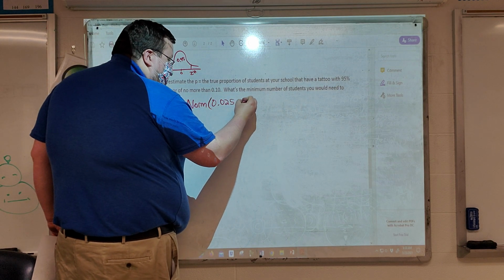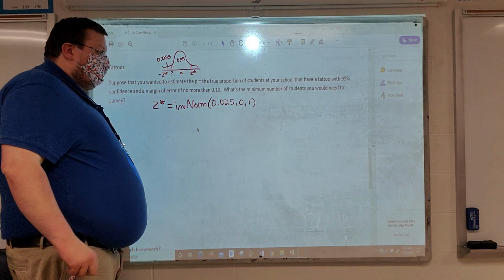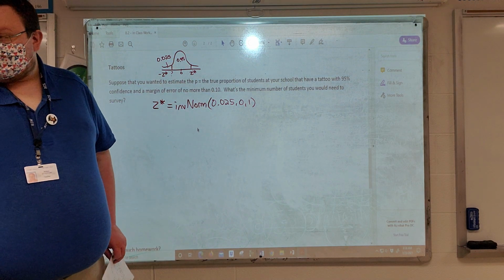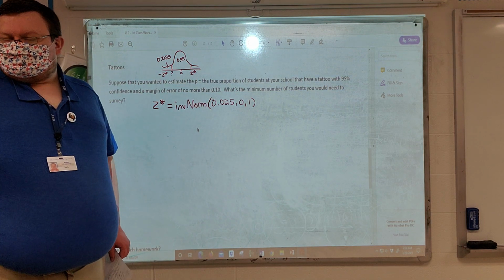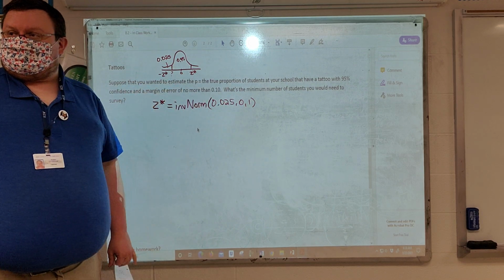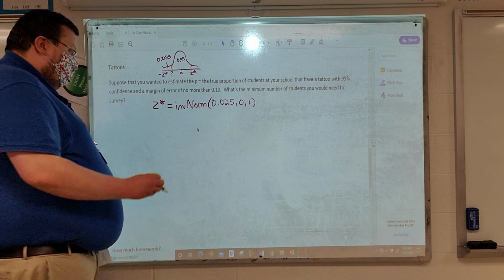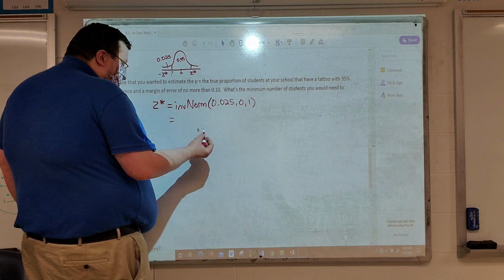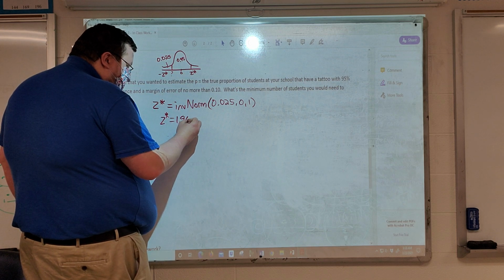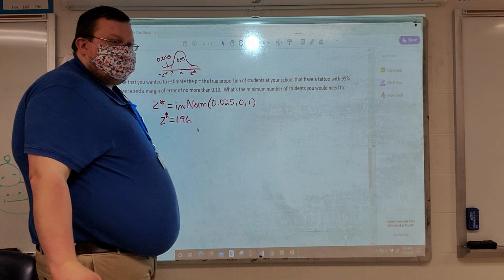So that it looks like this. On your screen, you hit enter, and it gives you 1.96. I got negative 1.96. Well, yeah, but that's the negative Z star, so we want Z star, we'll take the positive. Okay? So you'll get Z star to be 1.96. You get a negative 1.96 with that, but then you make it positive.